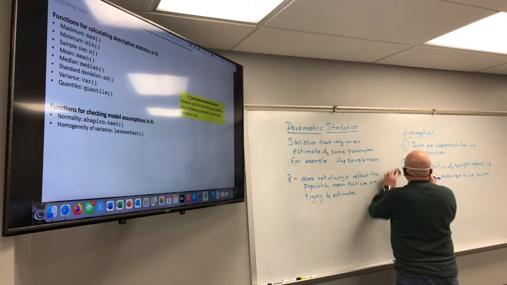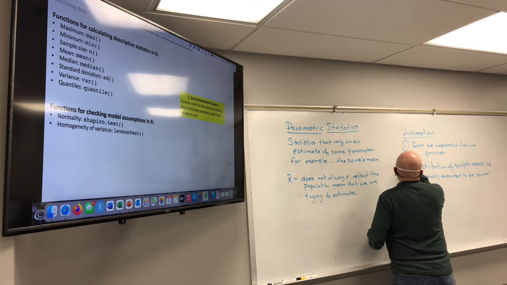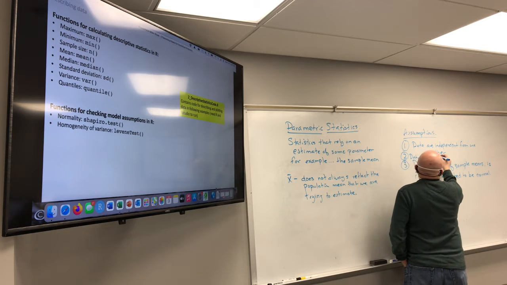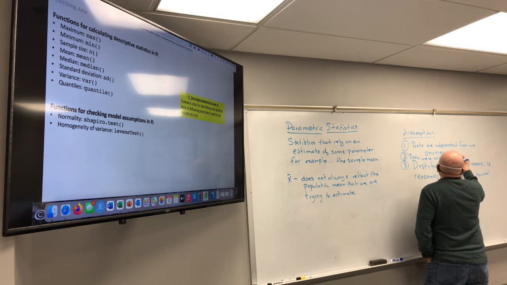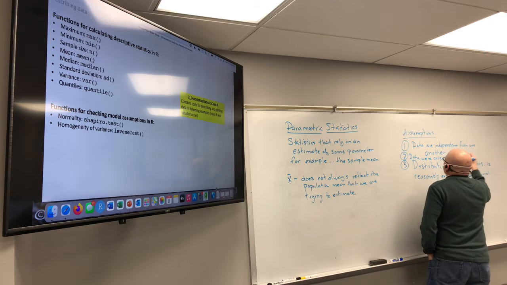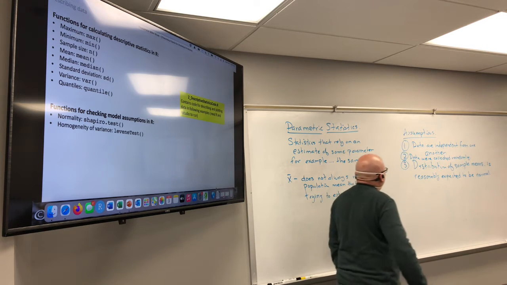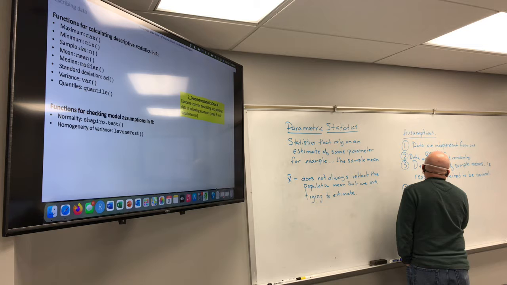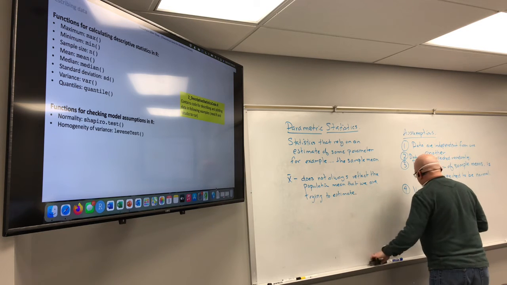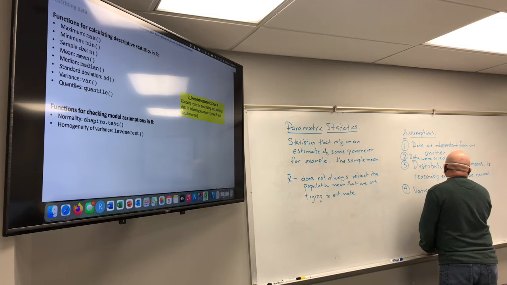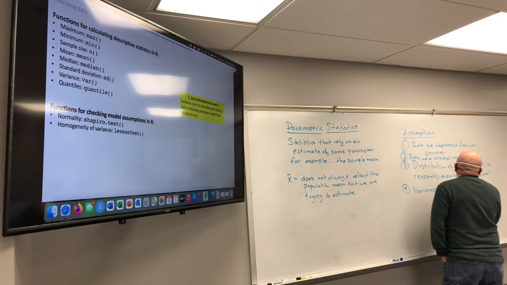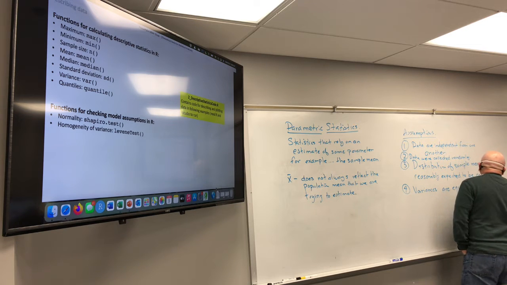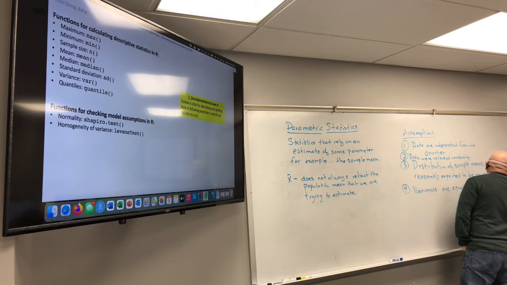Sorry, this is actually number 3. The second assumption is that your data were collected randomly. Sorry, I kind of lumped that into the first one when I was talking about it, but it is a separate assumption. And then the fourth assumption is that the variances are equal or at least similar to one another.